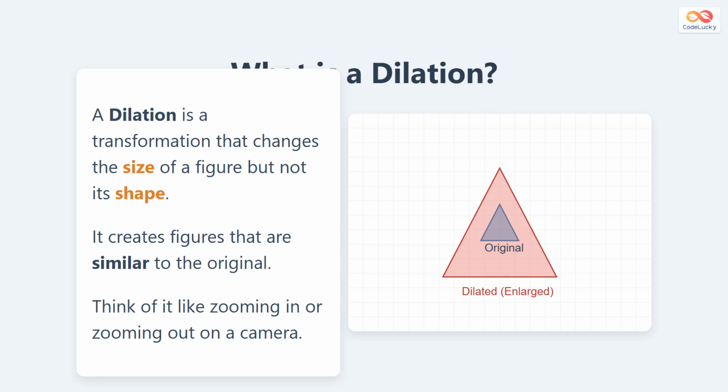Hello and welcome. Today we are exploring transformations in geometry, specifically looking at dilations. A dilation is a transformation that changes the size of a figure, but it never changes the shape. Think of it like using the zoom feature on a camera or resizing a picture on your computer screen. The resulting figure is always similar to the original one.